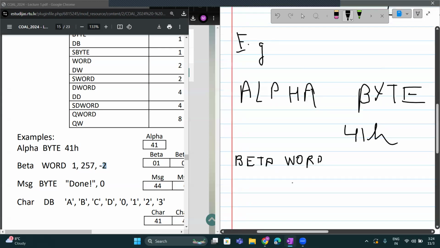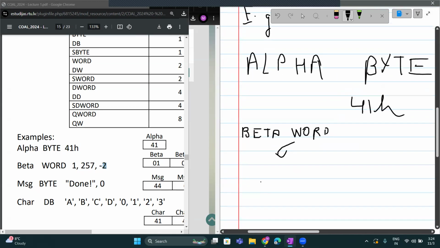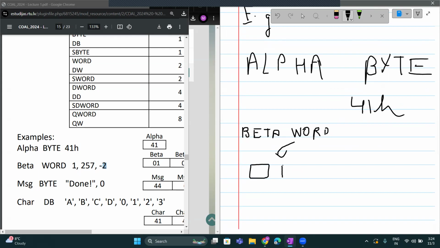So first of all, let's try to write it in normal order. One in hexadecimal in a word. In a word, there are 2 bytes. So this is 2 bytes. We write 01, 00.